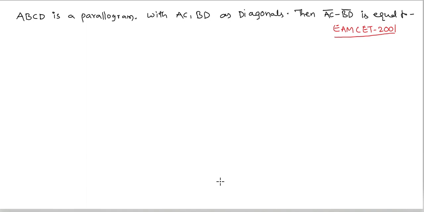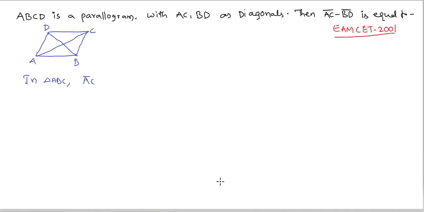If ABCD is a parallelogram with AC bar, BD bar as diagonals, then AC bar minus BD bar is equal to dash. This is an MSET 2001 question. Here it is given that ABCD is a parallelogram. This is the parallelogram A, B, C, D. Here AC bar is one diagonal, BD bar is another.